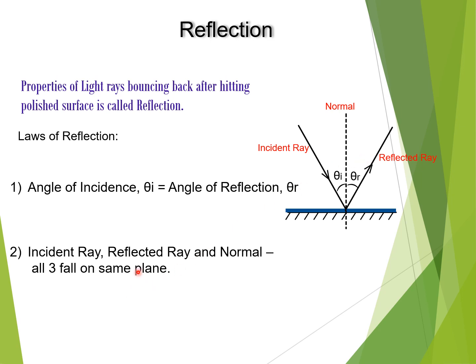And the second law is that the incident ray, the reflected ray and the normal, all three shall be in one plane. So these are the two laws of reflection. One is that the angle of incidence is equal to the angle of reflection, and second is that the incident ray, the reflected ray and the normal, all three shall be in the same plane.